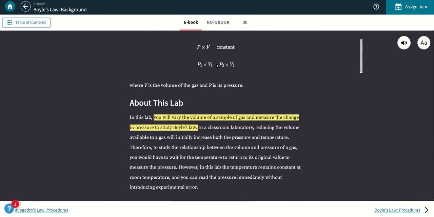This is very, very similar to your M1V1 equals M2V2 dilution equation. Keep that in mind. So in terms of solving algebraically for one of these terms, that's the same. So if you know how to do that, you're good.